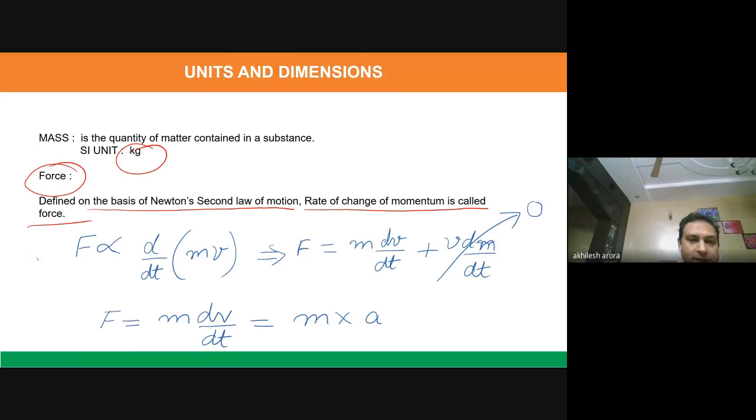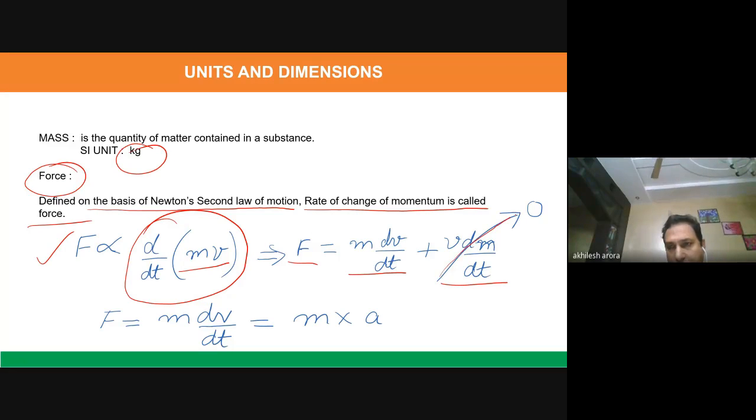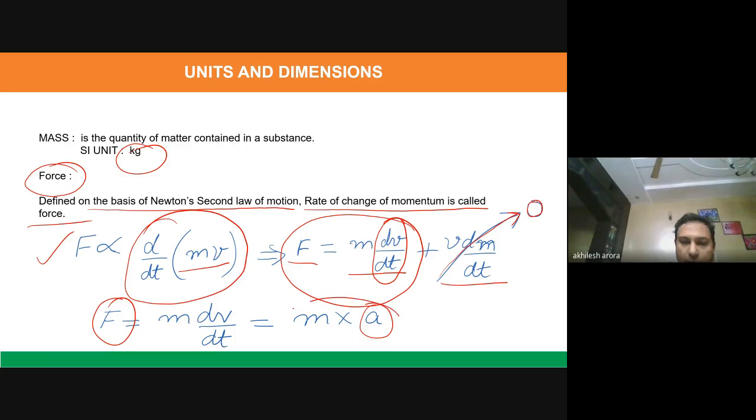You know that F is directly proportional to the rate of change of momentum, mass into velocity. Then I can say that F is equal to m dv by dt plus v dm by dt. Because we are considering that the mass is conserved, v dm by dt will be 0, and I am left with this equation, and I know that dv by dt is equal to acceleration. So force is equal to mass into acceleration.